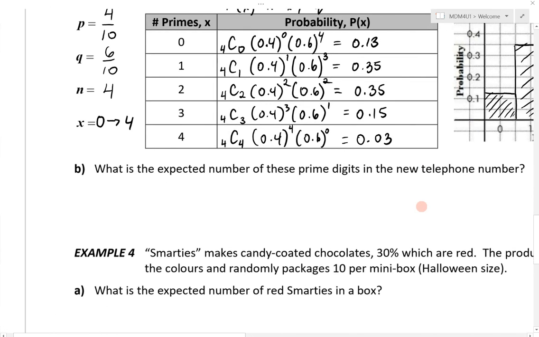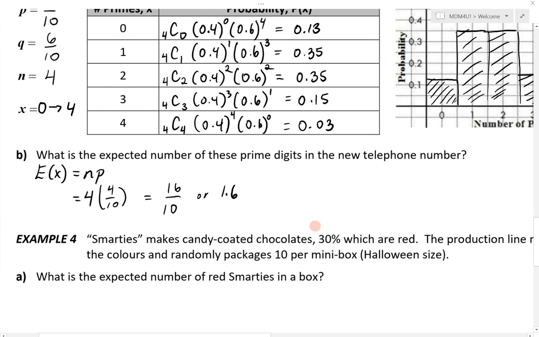All right, so what is the expected number of these prime digits in a new telephone number? So on average, what would you expect to get? So if expectation is equal to n times p, and I'm interested in getting 4, so I have 4 trials here, and the probability of getting a prime number is 4 out of 10. So when I multiply these two values, I get 16 over 10 or 1.6. Okay, so what does this mean?